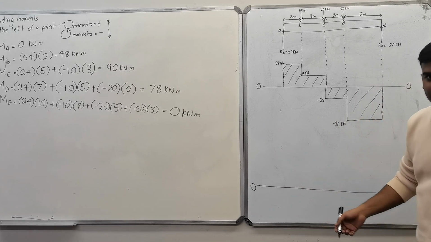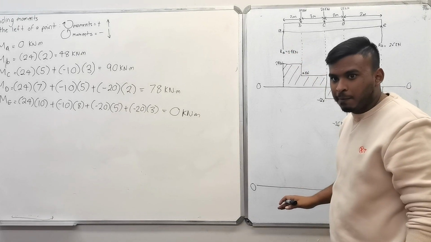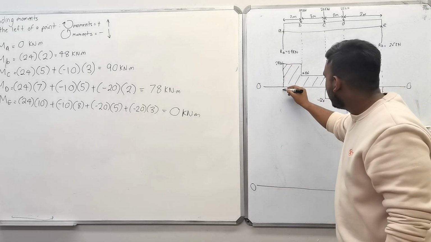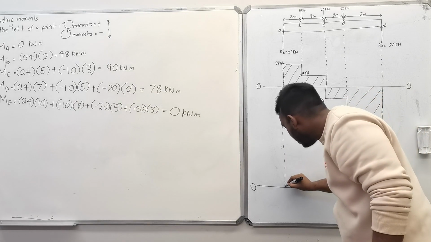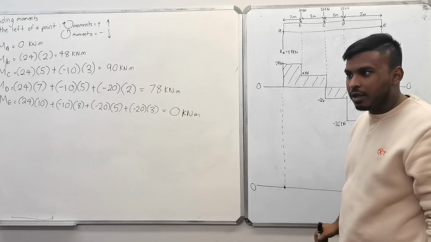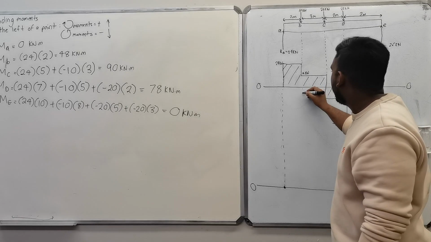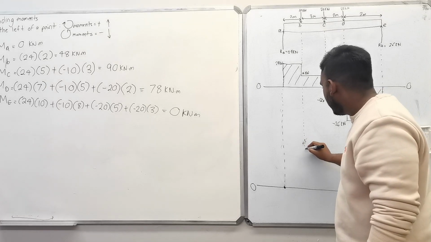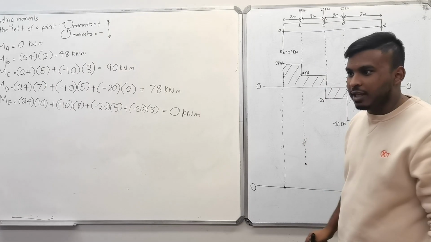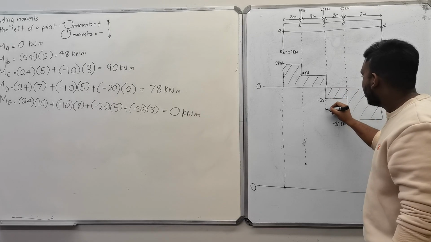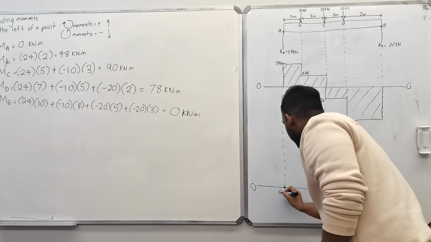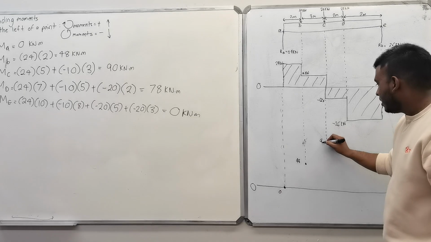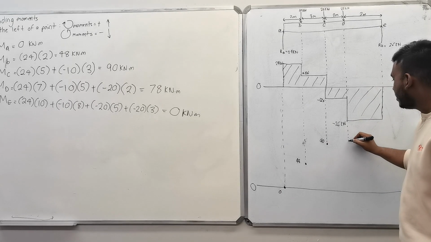And you would start, right, at point A. What's your bending moment? 0. So that will be your point A. Right? Point B. What's your bending moment? 48. So let's say 48 is there. Right? At point C, what's your bending moment? 90. At point D, your bending moment is 78.